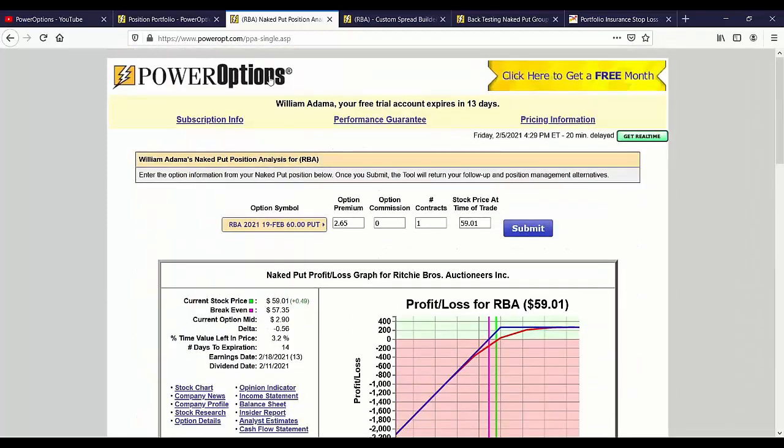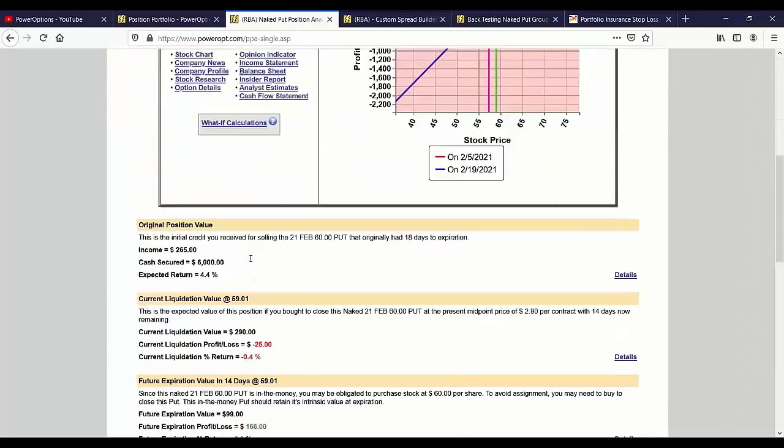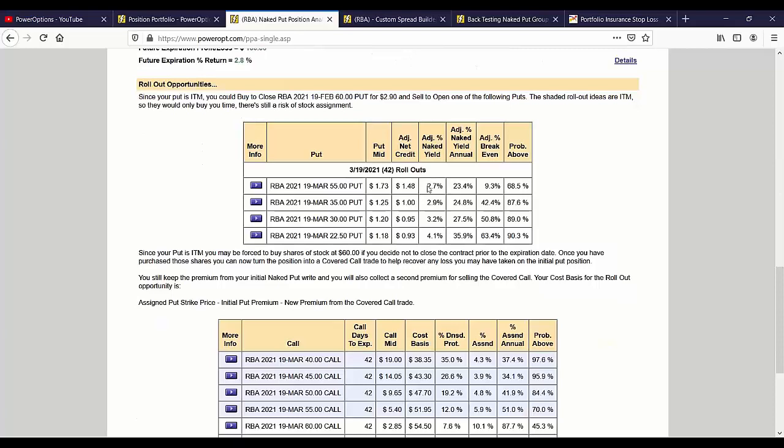All right, so that's how the Power Options tools can help you, analyzing the rollout opportunities and comparing which potential adjustment is best. As you can see, all the math is done for you. What is my new adjusted net credit, my new naked yield as a cash secured naked put, and my new percent to break even if I do roll down to the March 55? By the way, it's great to see things numerically.